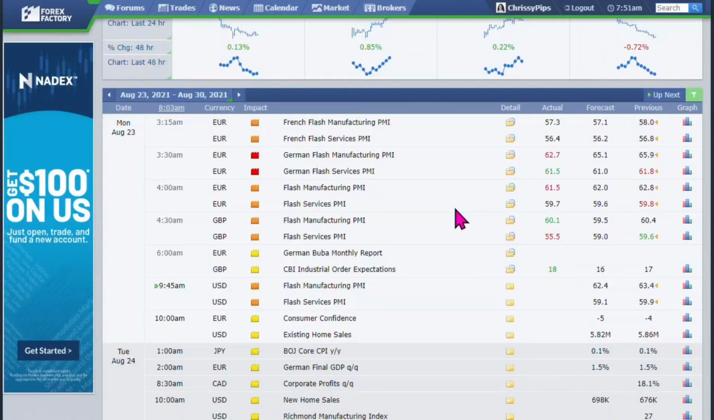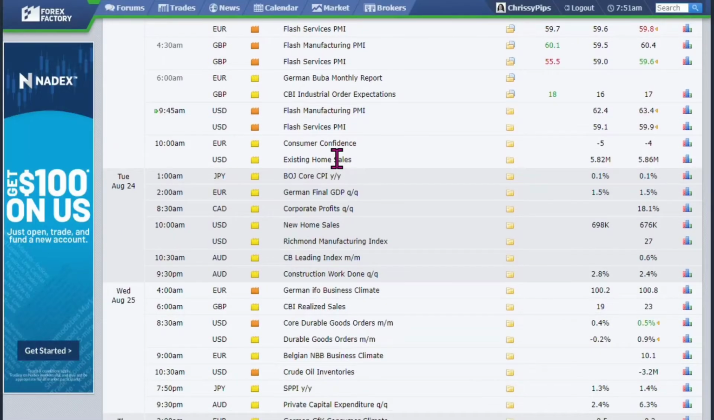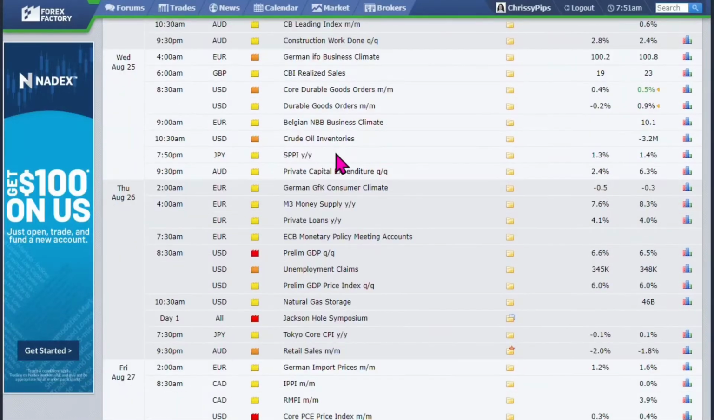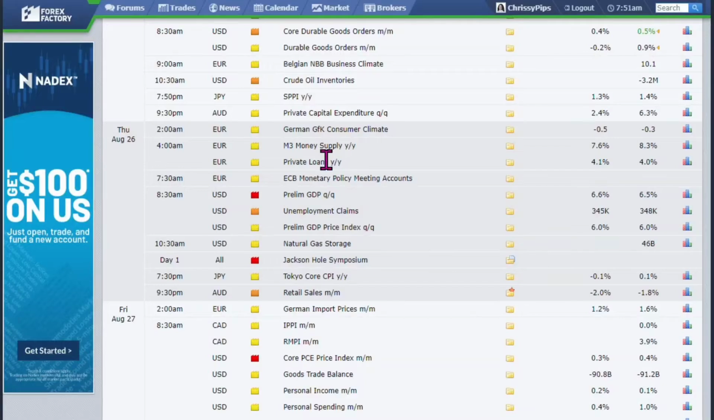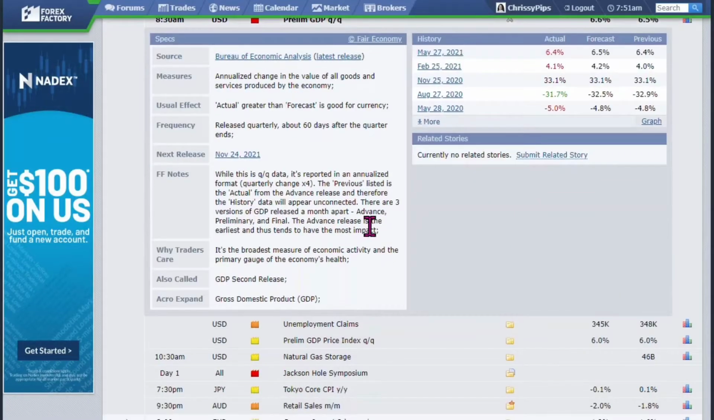So Euro has two red folders, or had two red folders. These were at 3:30 a.m. So we don't have any other reds today. Tuesday, Wednesday, no red folders. Thursday, 8:30 a.m. for US dollar. Let's take a look and see what it says.